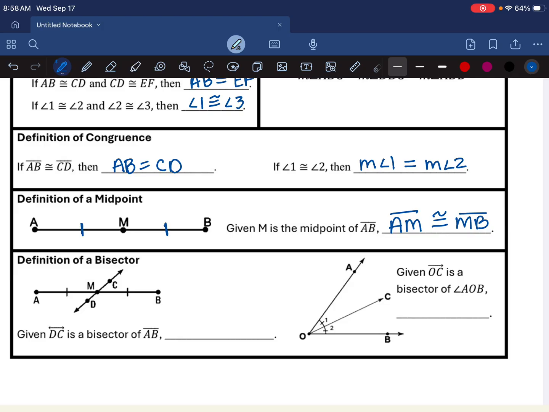So if line DC is a bisector of segment AB, what do we know about the 2 segments? They are equal or congruent, right? So segment AM is congruent to segment MB. Where'd you get the M? Oh, in the middle. The midpoint here.